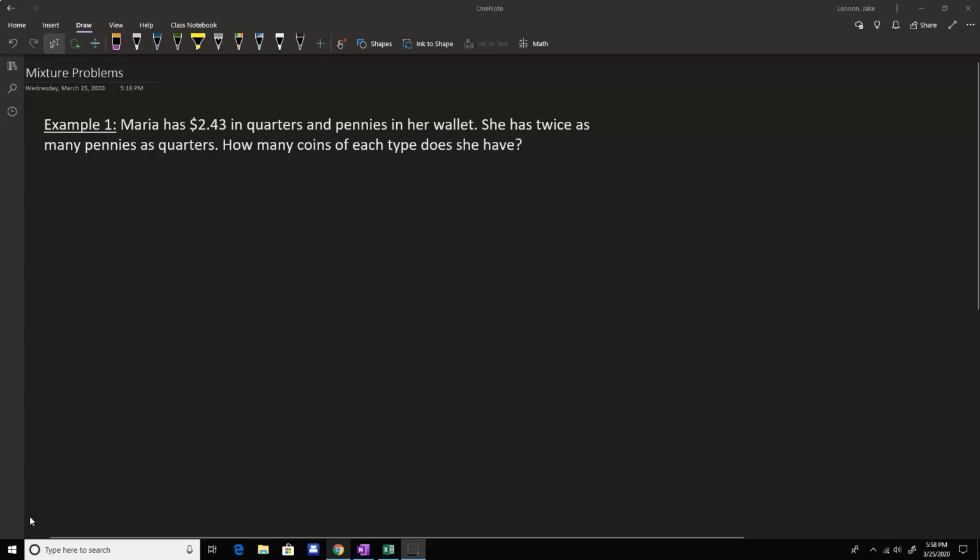So sometimes it's beneficial to organize these things in a table. Sometimes it's pretty straightforward and you don't have to do that. So let's go ahead and look at this first example.